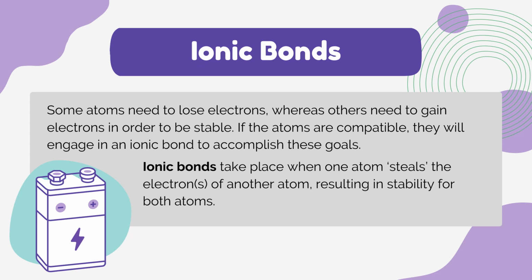Some atoms need to lose electrons whereas some others need to gain electrons in order to be stable. Okay, if the atoms are compatible, they will engage in an ionic bond, and to accomplish these goals, ionic bonds take place when one atom steals the electrons from another atom, resulting in stability for both atoms.